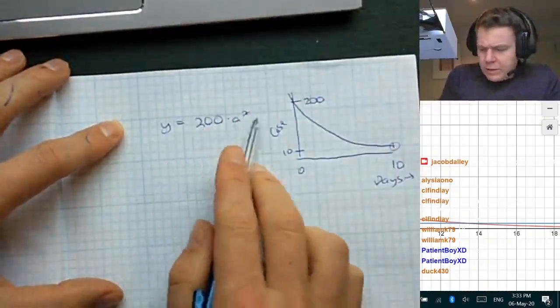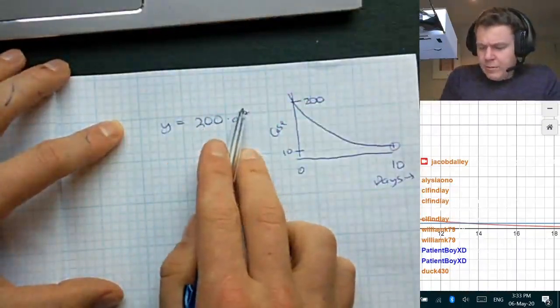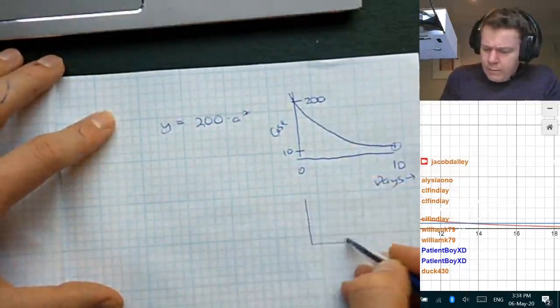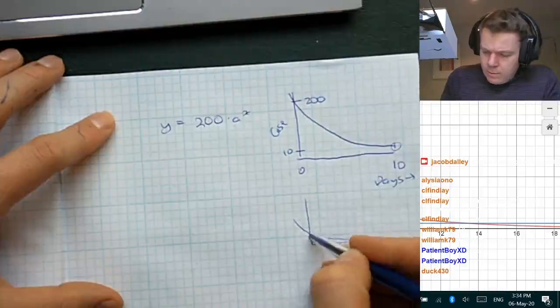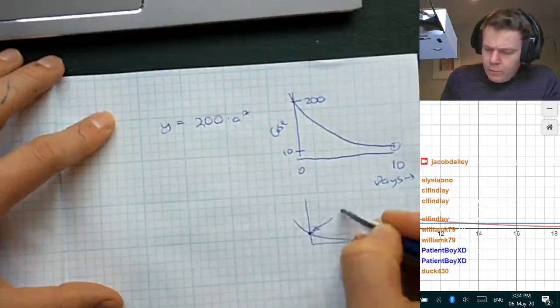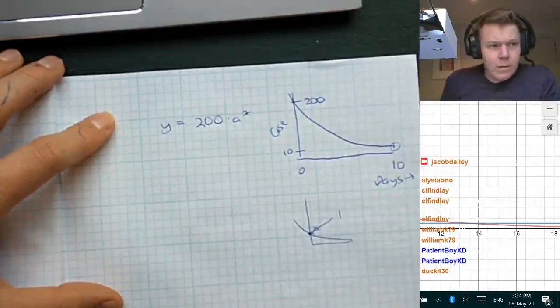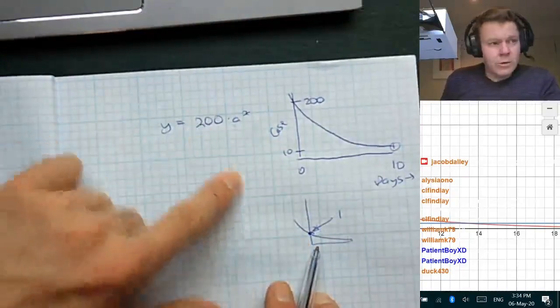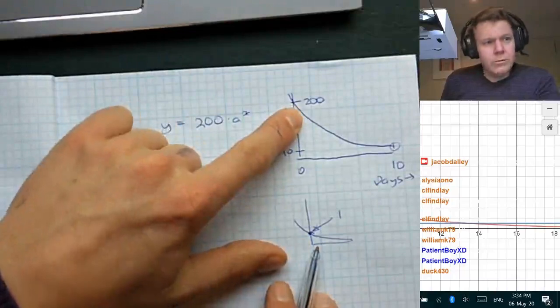So this is 200 times this exponential decay graph. So normally it would look like that, but it would go through 1. So what's happened is it's been multiplied by 200 so that it goes through 200.